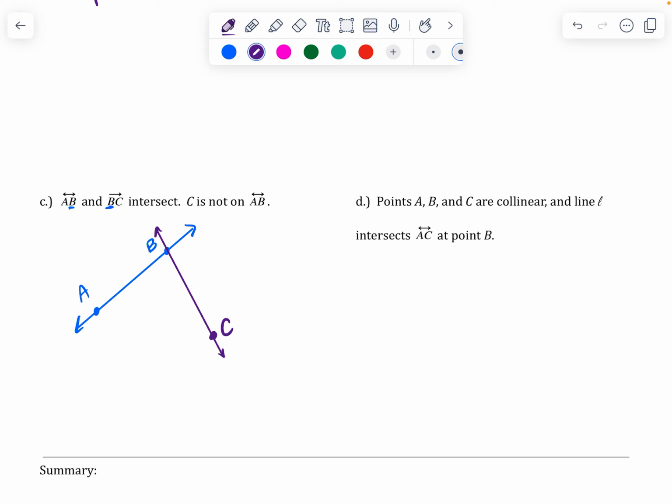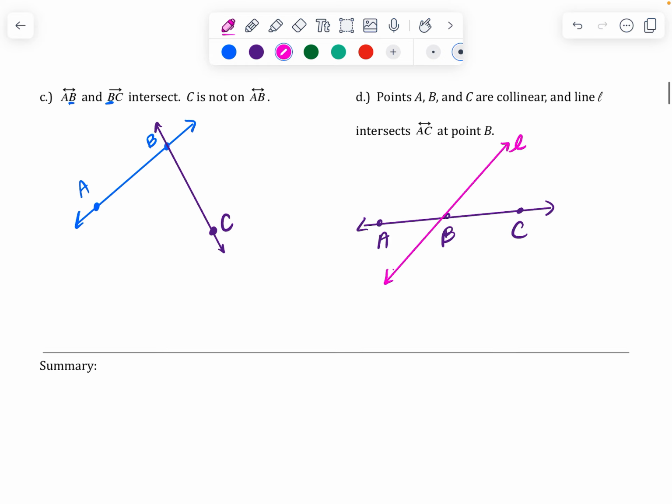And then points A, B, and C are collinear, and line L intersects AC at point B. So collinear means that the first 3 points are all on the same line. I'm going to put them as A, B, C. And then line L intersects AC at point B. So then we have a line that's intersecting and going through point B, and we're going to call that line L. And there we have it.